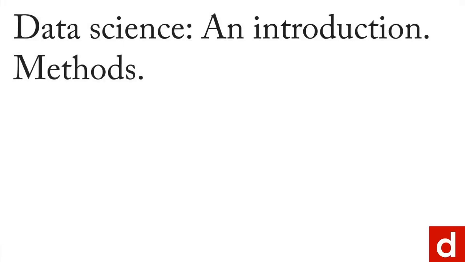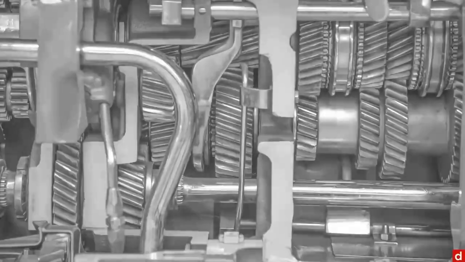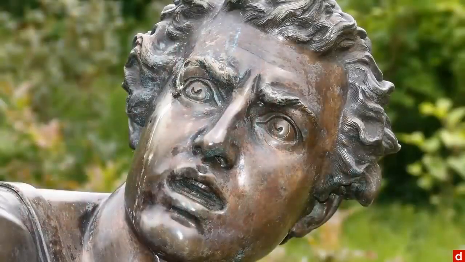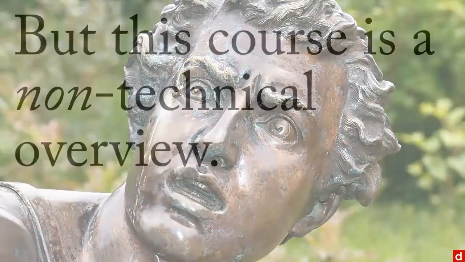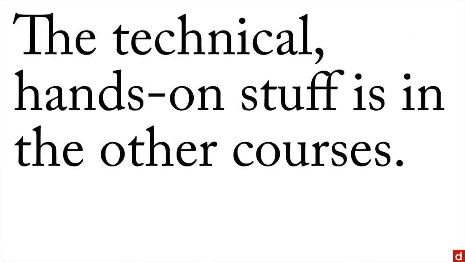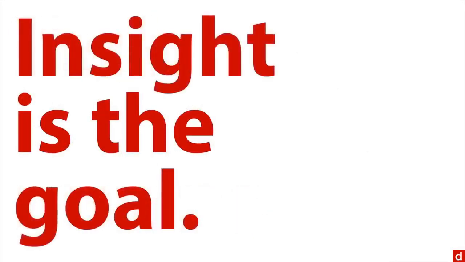In this section of videos, we're going to provide a brief overview of the methods that are used in data science. Now, just as a quick warning, in this section, things can get kind of technical, and that can cause some people to sort of freak out. But this course is a non-technical overview. The technical hands-on stuff is in the other courses. And it's really important to remember that tech is simply the means to doing data science. Insight, or the ability to find meaning in your data, that's the goal. Tech only helps you get there.